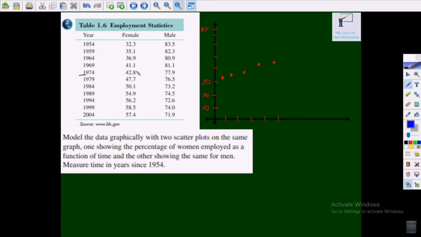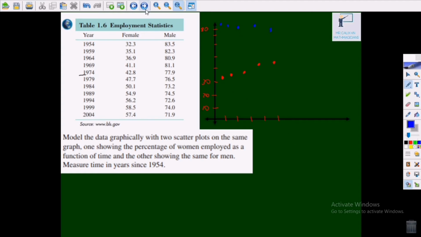It says in 1954, 83.5. Then it reduced to 82.3. Continue reducing to 80.9. Increased to 81.1. And reduced again to 77.9. And that would be the male scatter plot.